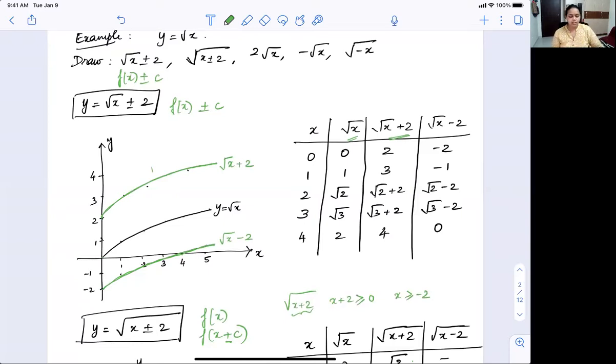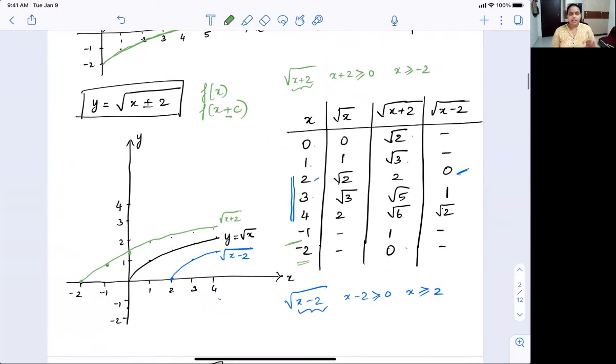So that's case 1. Now let's look at the case where instead of root x, we want to plot square root of x plus 2, square root of x minus 2. And on the right side here, we have a helpful table which gives us different values of the function for various values of x. Now y is equal to root x is straightforward. And we have the domain of root x as x greater than or equal to 0. So the black line is only plotted in the first quadrant.